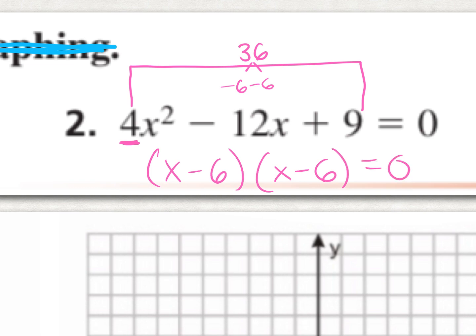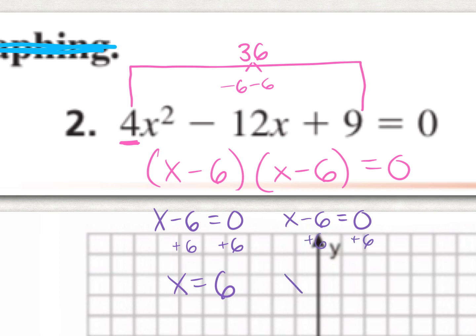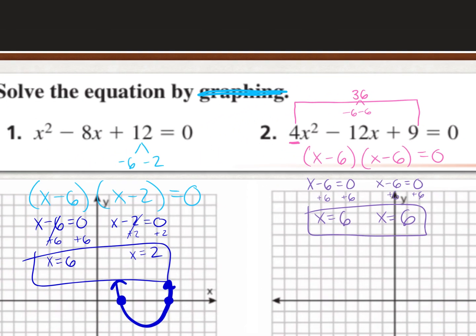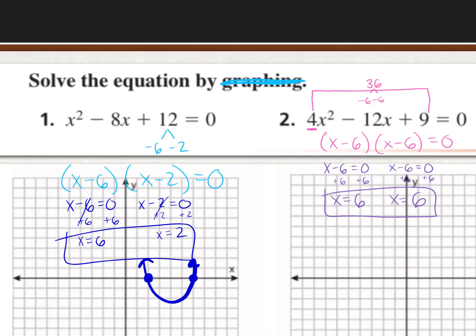And the last step is we just set each of these equal to 0 as little equations. So x minus 6 is equal to 0 and x minus 6 is equal to 0. I would add 6 to both sides, so x is equal to positive 6. Same thing here, add 6 to both sides, so x is equal to positive 6 again. Those are my two solutions. So for all of these quadratics, you will end up with two solutions. Sometimes they're the same, sometimes they'll be different.